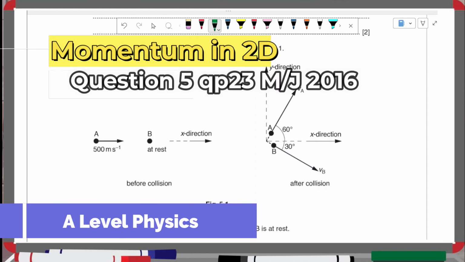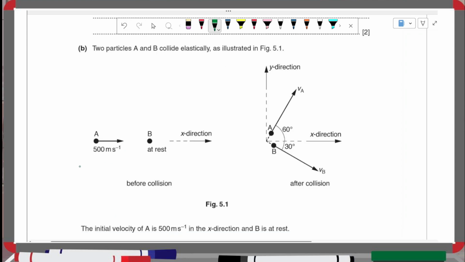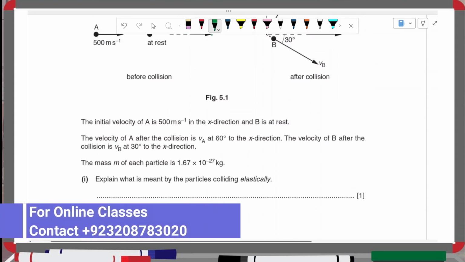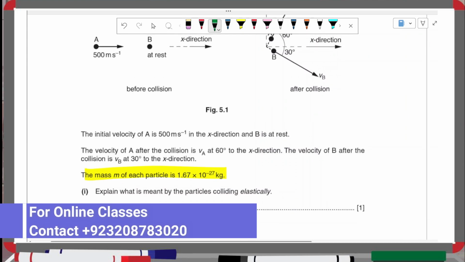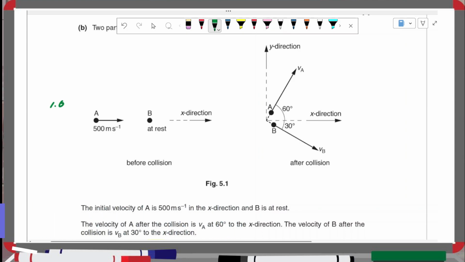So let us start off with the first one. Before the collision, this is particle A, this is particle B, and the mass of these particles is also given. If I scroll down, I can show you the mass of each particle is 1.67 times 10 to the power minus 27 kilograms. This is the mass of not only A, but also B.